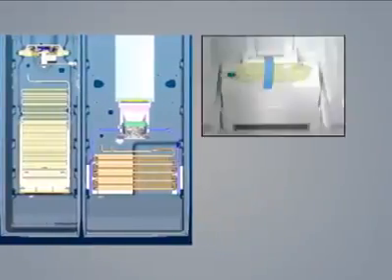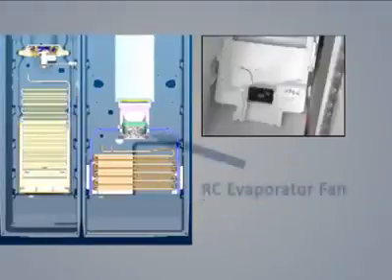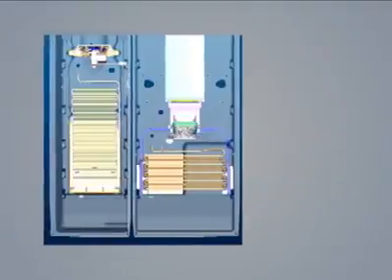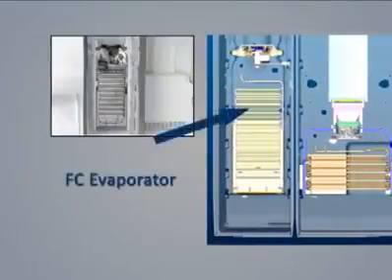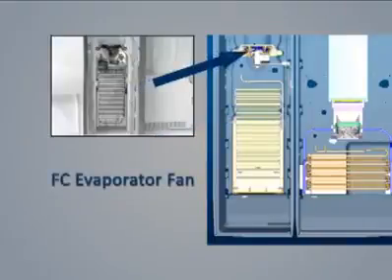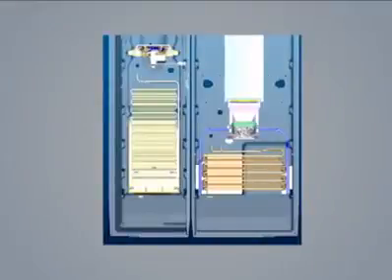On the right side of this cutaway, we can see the actual location of the RC evaporator and the RC fan. On the left side of this diagram, we see the FC evaporator and the FC fan. There are no air passageways between the two compartments.